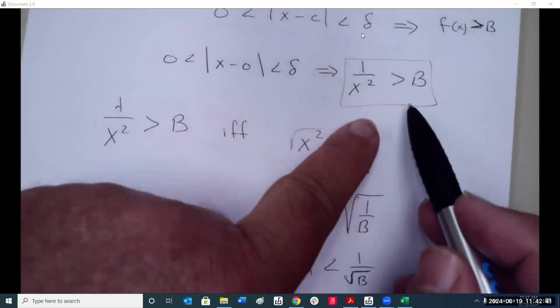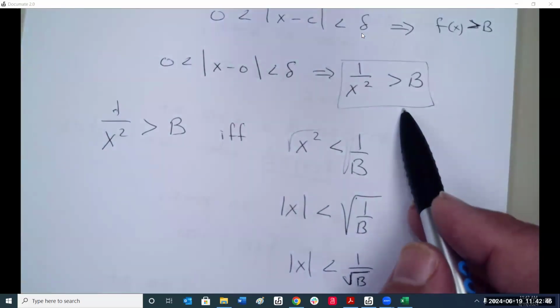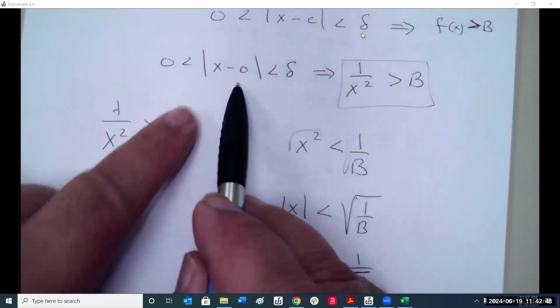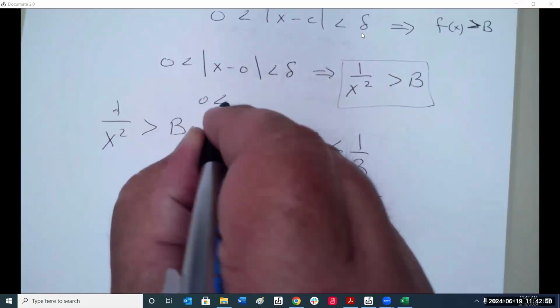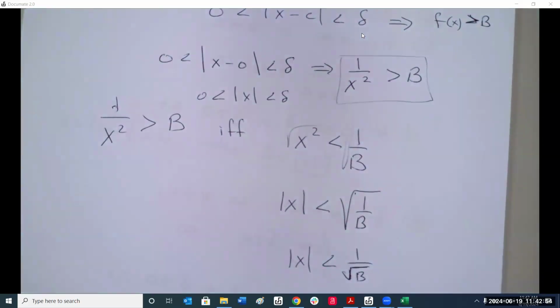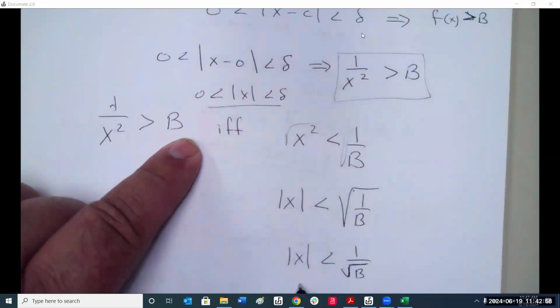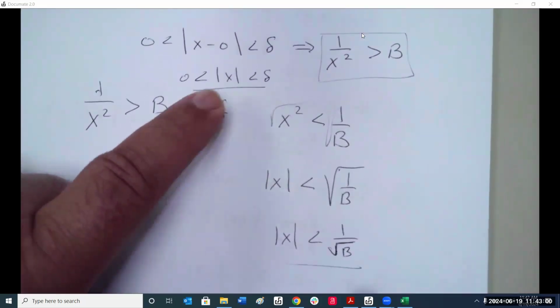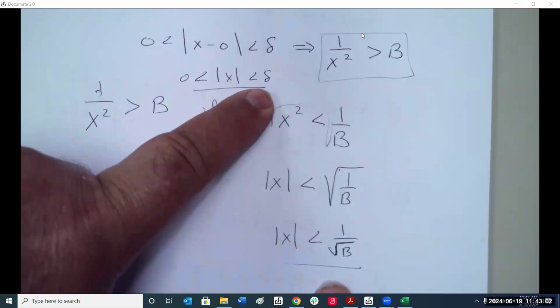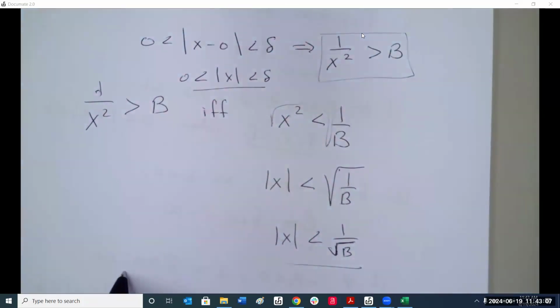Now we've got to make these relate. How do we relate both of these? Because what does this side equal? This is 0. Absolute value of X is less than delta. We have this and we have this. So what does that mean delta is? Delta is equal to 1 over radical B, right?